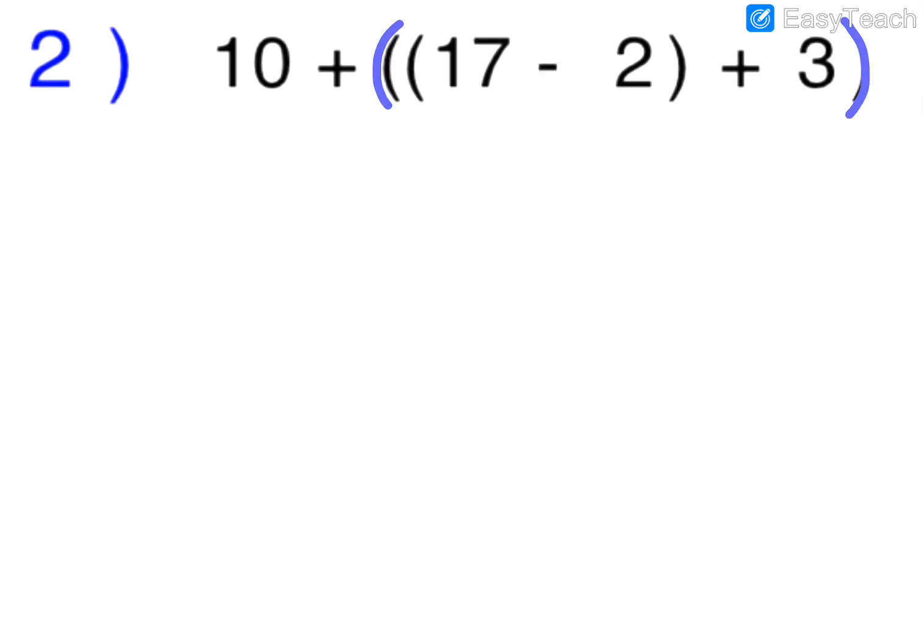So if you look at this problem, we have two sets of grouping symbols, one on the outside and we have another one on the inside. So what do you think we need to do first? Yes, we're going to work the red set first since it's on the inside. So the set of parentheses tells us that we need to be subtracting 17 minus 2, which gives us, perfect, 15. And so we can actually bring down the rest of that problem.